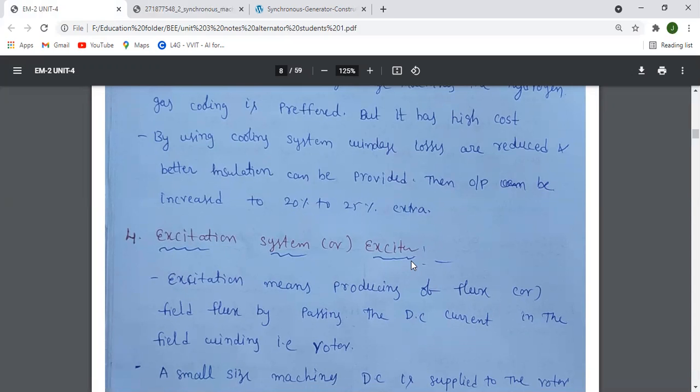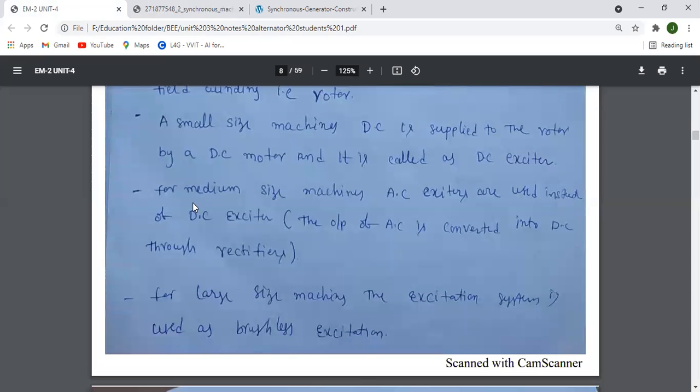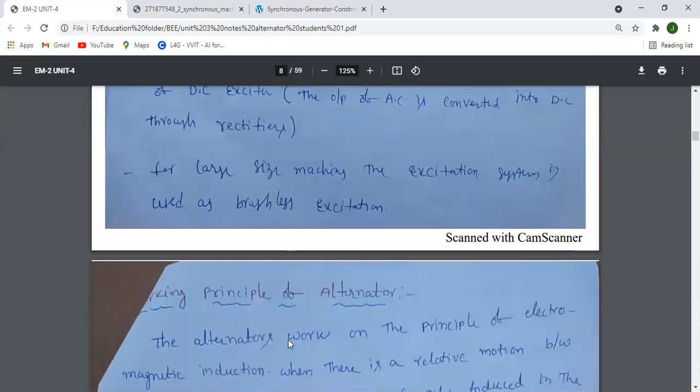And here is the excitation system. Excitation means producing field flux by passing DC current in the field winding of the rotor. For a small size machine, DC is supplied to the rotor by a DC generator, called a DC exciter. For medium size machines, AC exciters are used instead of DC exciters, and the output of the AC is converted to DC through rectifiers. For large size machines, a brushless excitation system is used.